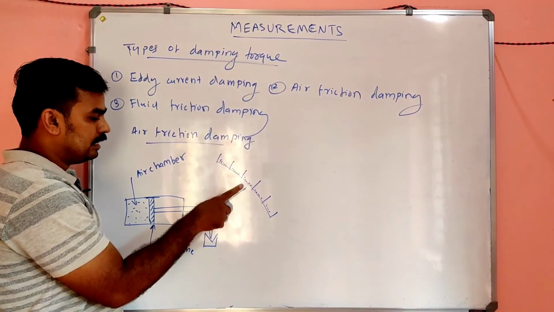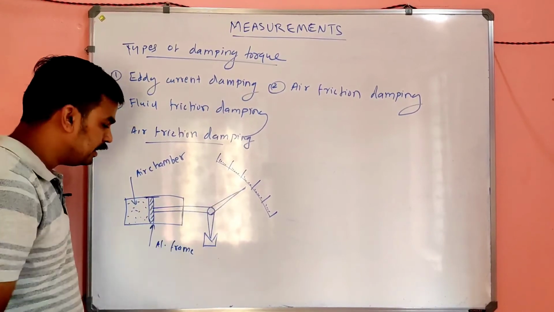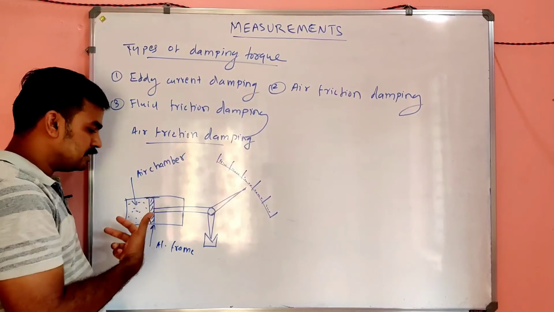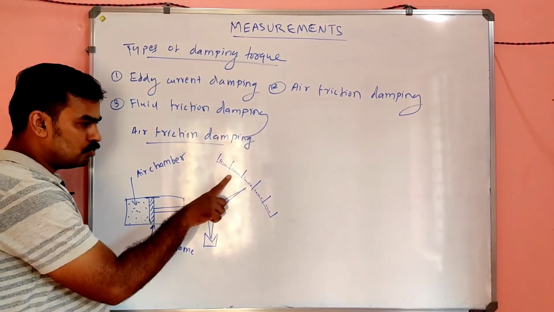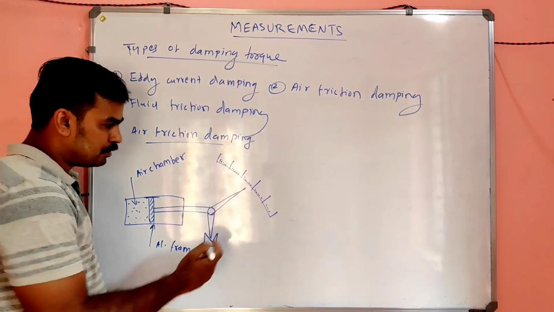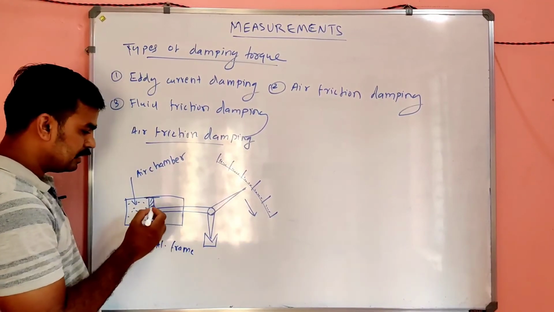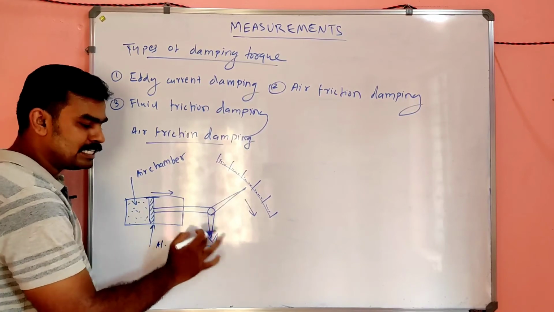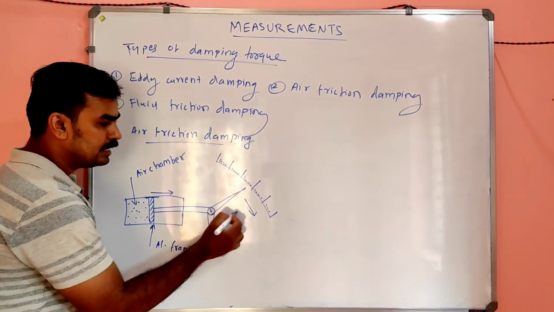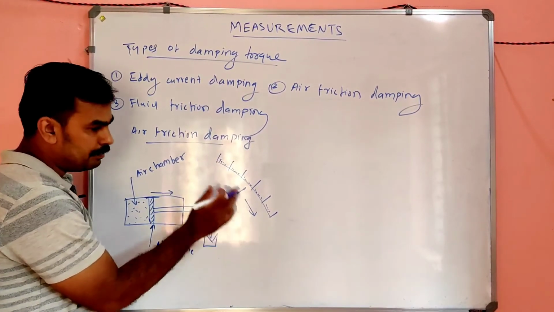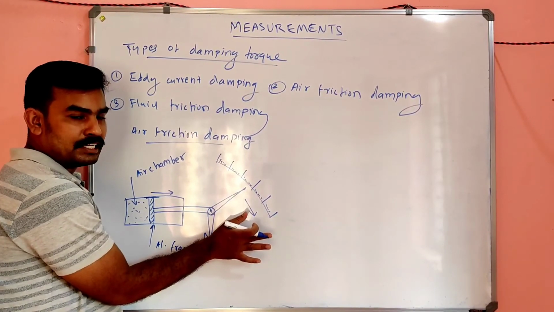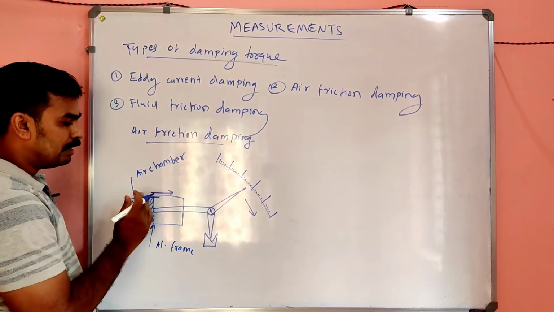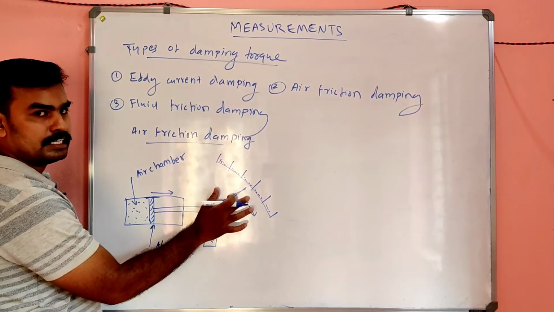So how is the suppression provided here? It contains a chamber, my dear. An air-contained chamber is there. When the pointer moves in the downward direction, the aluminum frame will move like this. This mechanism will be adjusted in such a manner that if it is moving towards the right, towards this positive direction, it will move from left to right. So the pointer comes here and it moves here.